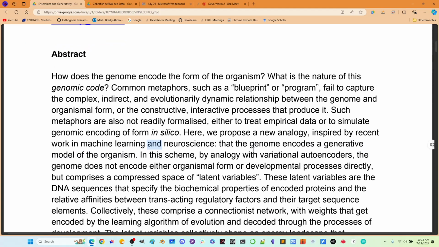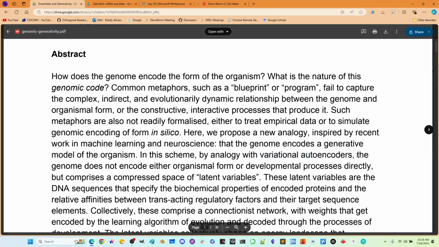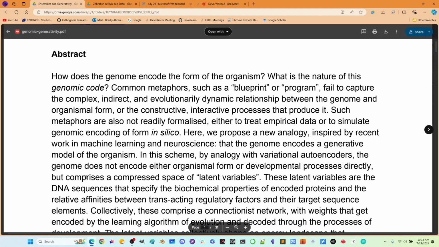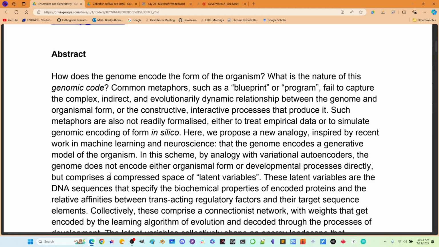In this scheme, by analogy with variational autoencoders, which is a tool in machine learning, the genome does not encode either organismal form or developmental processes directly, but comprises a compressed space of latent variables. This is otherwise known as the latent space. The latent space is basically all possible combinations that you can sample from to get some sort of answer. You sample and sample and sample, and you optimize until you get to the thing that's most likely. So that's an interesting approach, using this latent space to get at this.